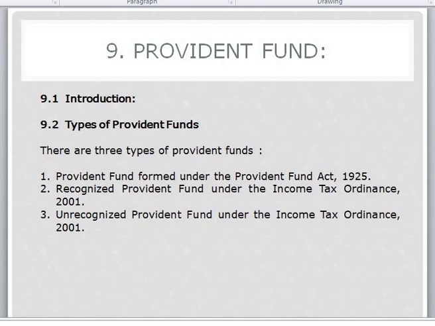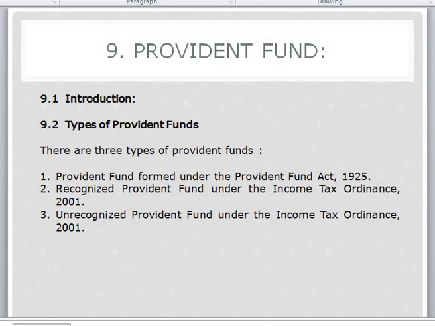There are three types of Provident Fund. Number 1 is the Provident Fund formed under the Provident Fund Act 1925. Then the Recognized Provident Fund under the Income Tax Ordinance 2001, and the Unrecognized Provident Fund under the Income Tax Ordinance 2001.